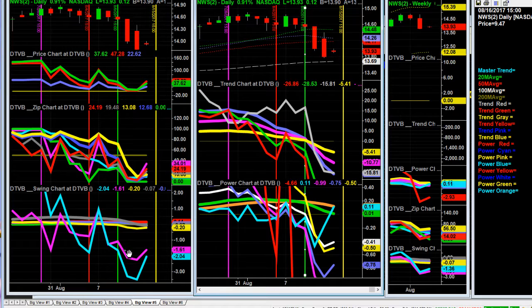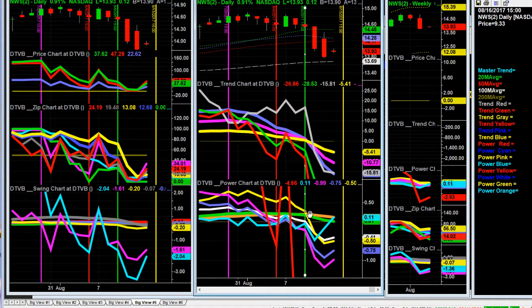And so what we've got here on the vertical green line is divergence between swing pink up and swing Zion down. We also have the yellow twins. Zip yellow is on the vertical green line at its highest going down, and power yellow is highest and going down. And that is a great indication. When we have the yellow twins highest and going down, you're in a downtrend.